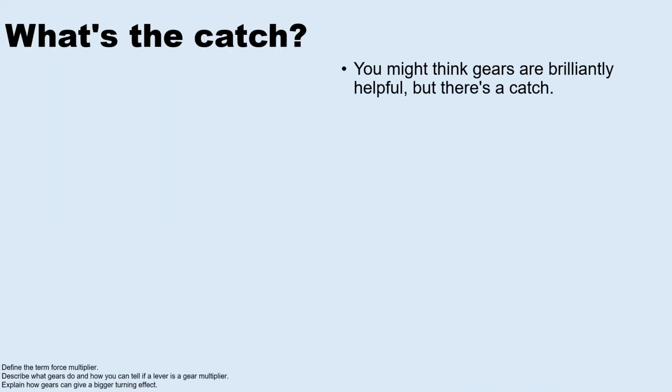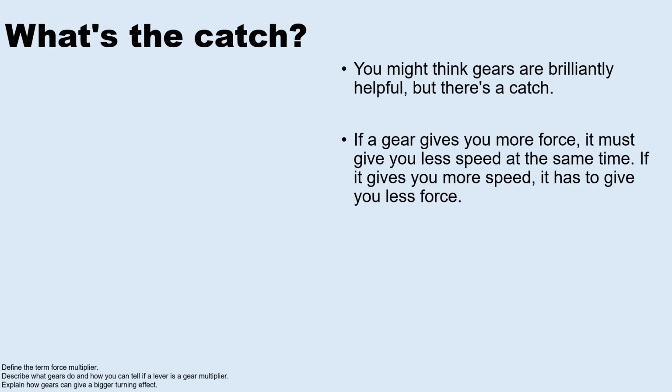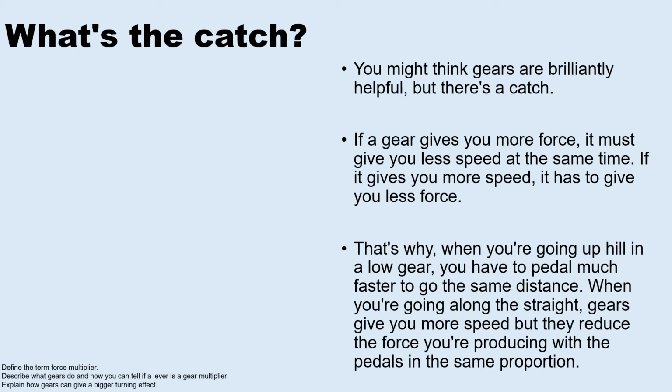What's the catch with gears then? So you might think that they are really helpful, but if a gear gives you more force, it must give you less speed at the same time. And if it gives you more speed, it has to give you less force. So that's why when you're going up a hill in low gear, you have to pedal much faster to go in the same direction, because you have to put in more effort and more force.